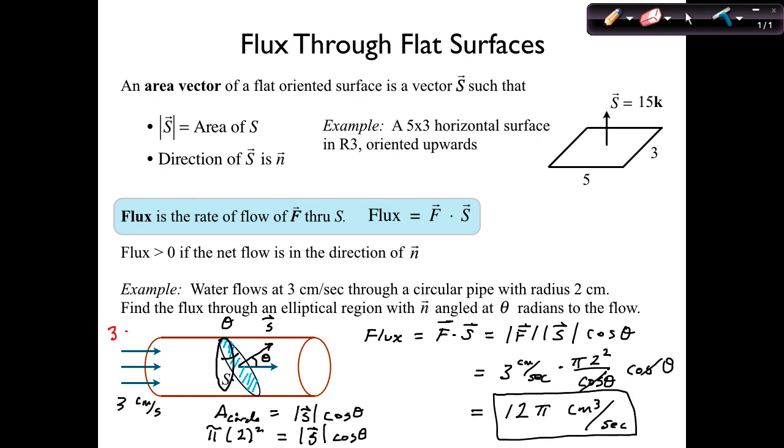So what's the significance of the fact that the cosine theta went away? What does that tell us about this problem? It doesn't matter how that surface is tilted. It doesn't matter what that theta is. You have the same flow through the pipe. The flow through the angled surface will be the same because it's always the horizontal component that you're summing up. In this case, horizontal is the direction of flow.